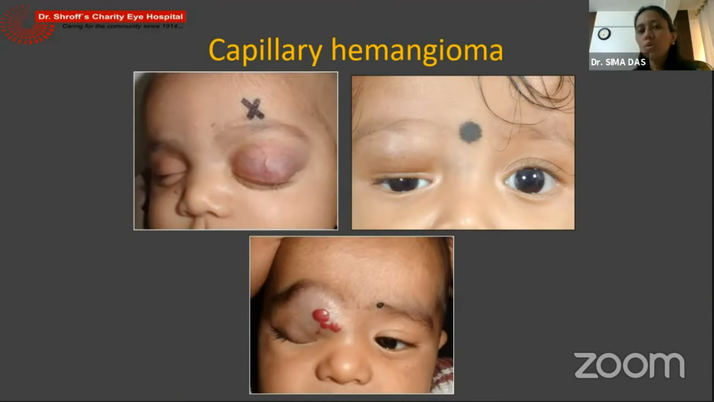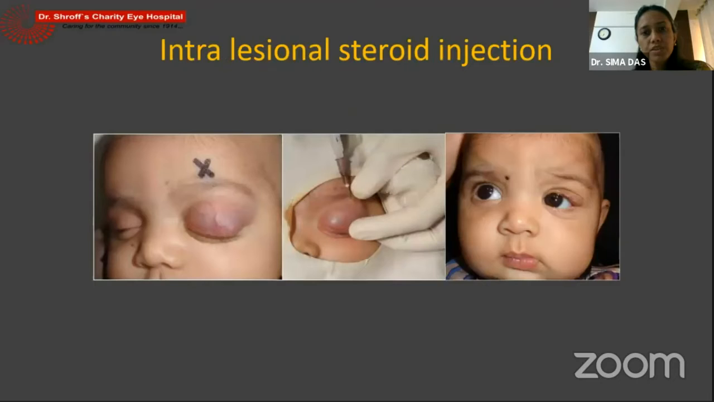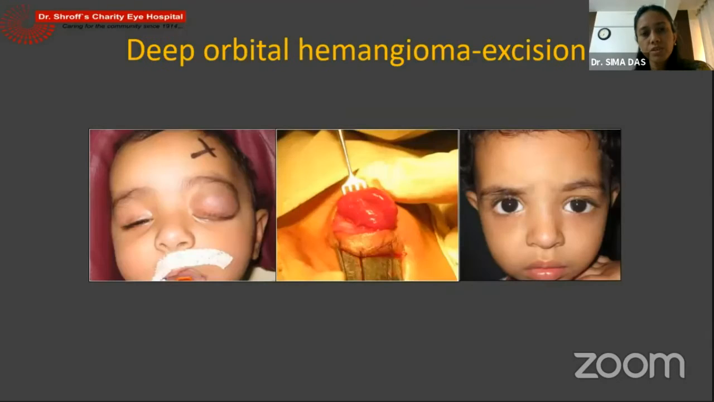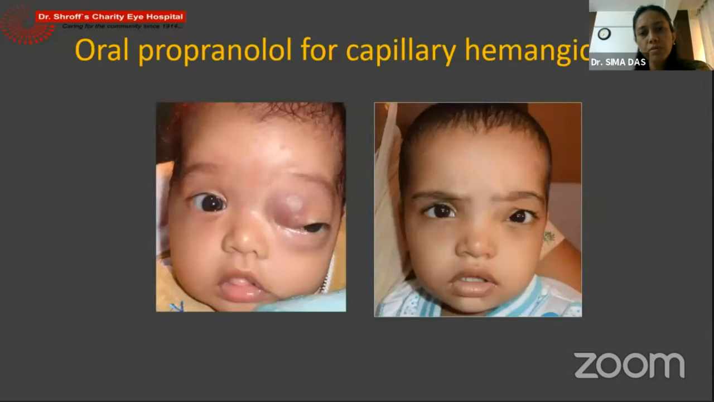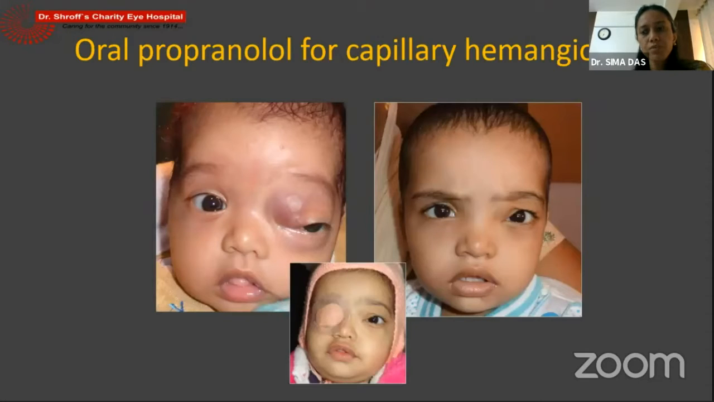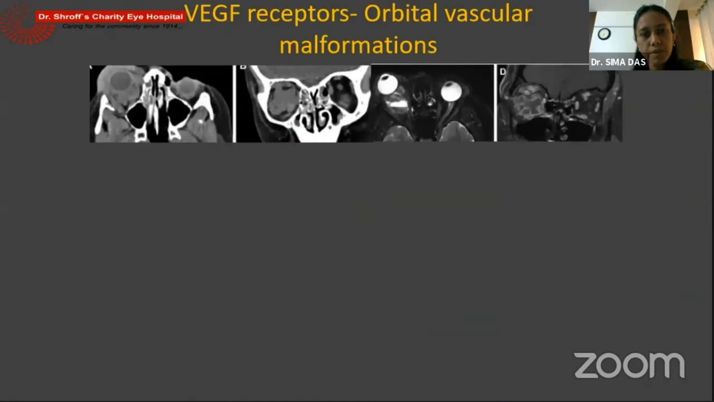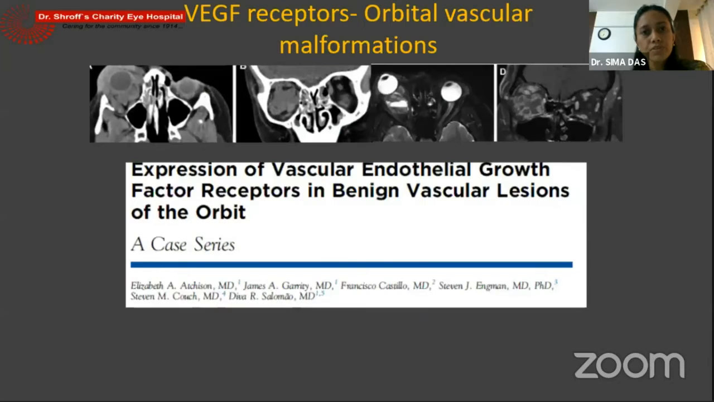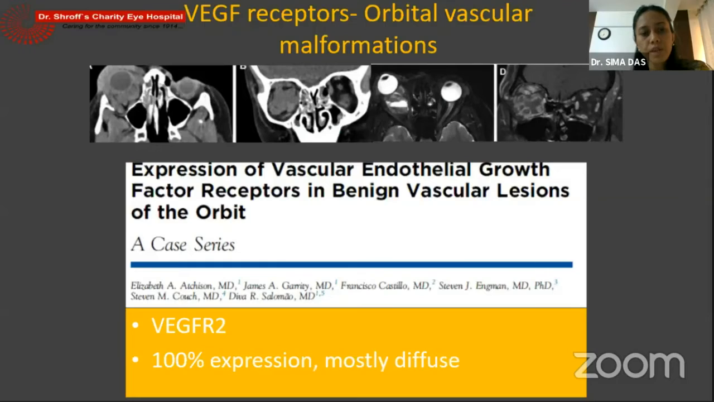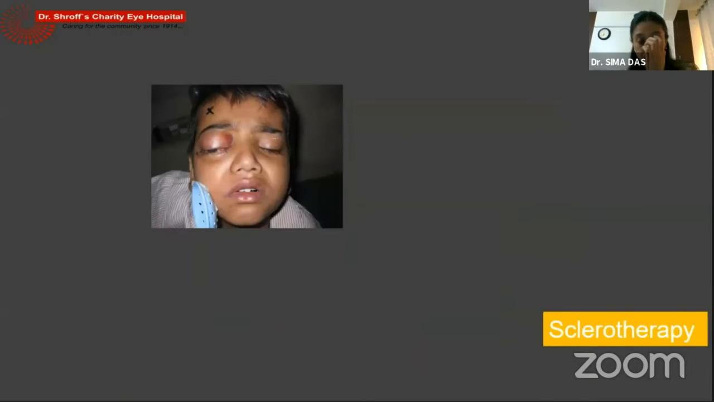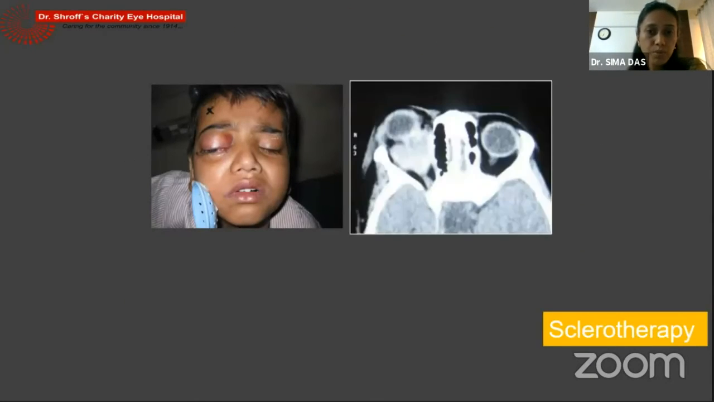Now, hemangioma, we all know a lot about capillary hemangioma. The treatment has changed from intralesional steroid injection to excision to propranolol, now being the first line of treatment modality with very good response. We also now have several reports where the efficacy of topical beta blockers has been shown to be very useful in these superficial lesions specifically. There are also reports of VEGF receptors being present in these orbital vascular malformations, and possibly there could be a role of anti-VEGFs in these patients, which we might know subsequently as more reports come up.